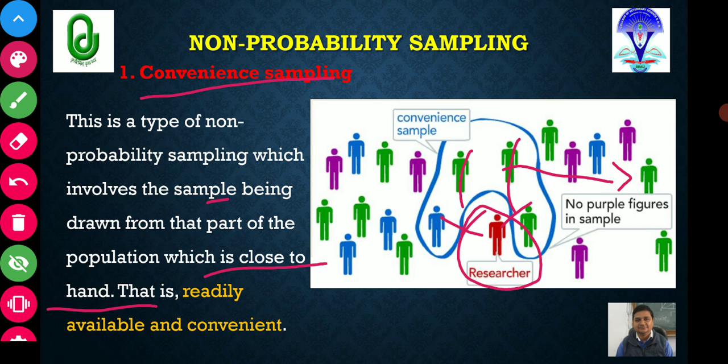Convenience sampling is very useful, particularly when we are dealing with a geographical area which is inaccessible, which is not readily accessible by the sampler. So in that case, convenience sampling will be handy.